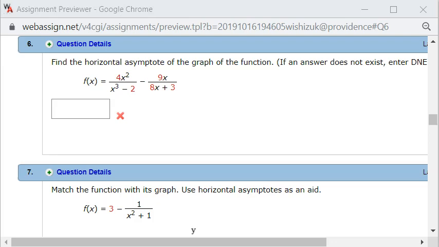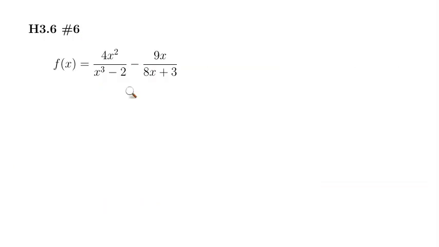All right, let's look at homework 3.6, problem number 6. We want to find the horizontal asymptote of this function here. To find the horizontal asymptote, we need to find the limit at infinity. So we're going to just take the limit of this given function at infinity.